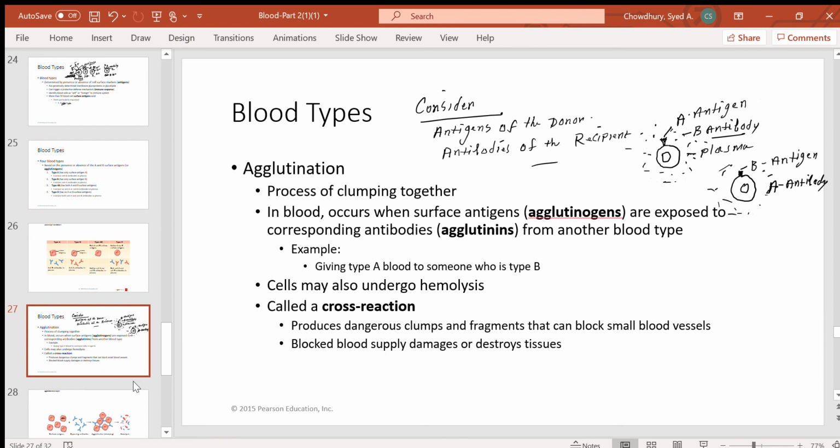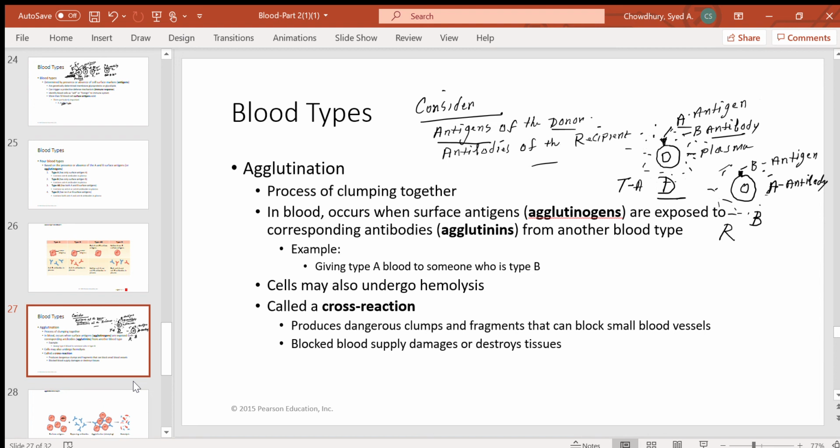Now, during blood transfusion we consider the antigens of the donor. For example, if this person is the donor and this person is the recipient, this is type A blood, right? Donor's blood type is A because on the surface you have A, and recipient's blood type is B because on the surface you have B.